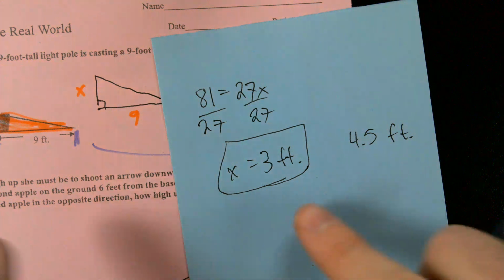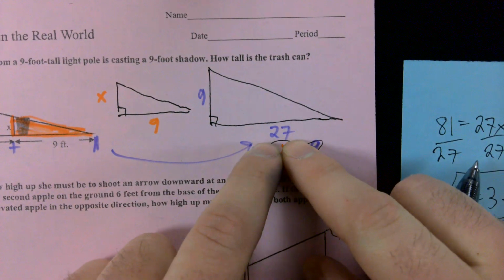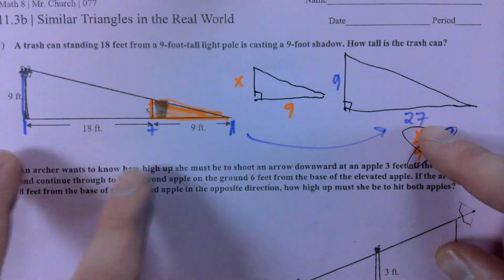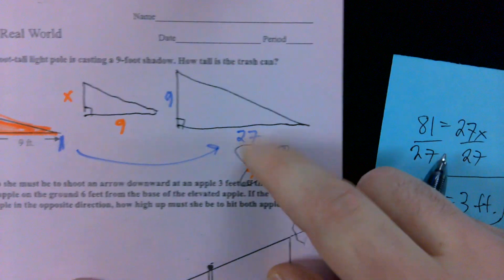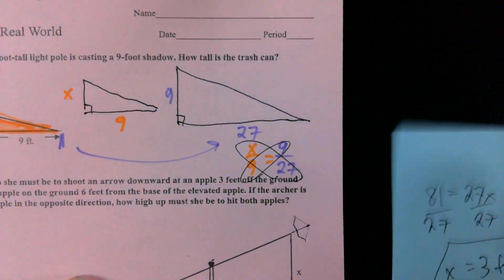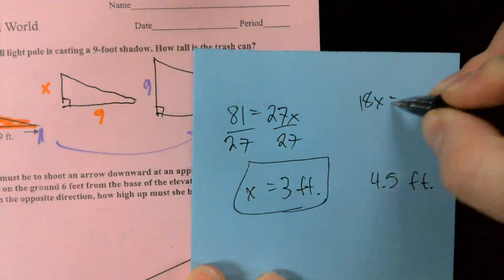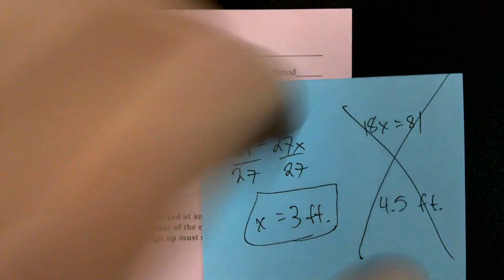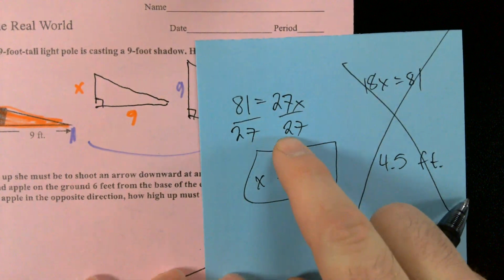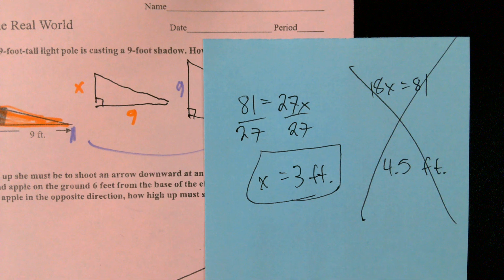All you did there was just use 18 as your large base, so you forgot to add those two numbers up. If you use 18 as a base here, you end up with 18x equals 81, and that gives you 4.5. But that is not correct. We need the entirety of our base, which is 27 feet. Sound good for number 1? No? Okay.